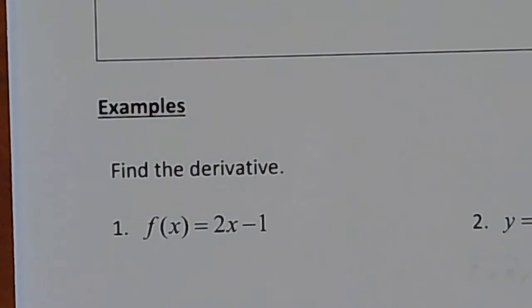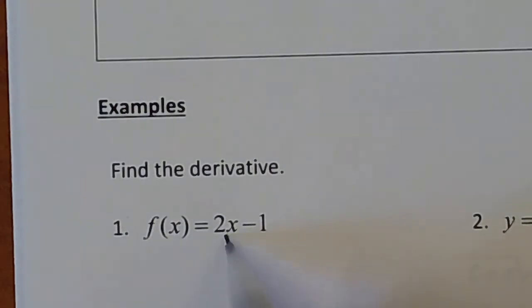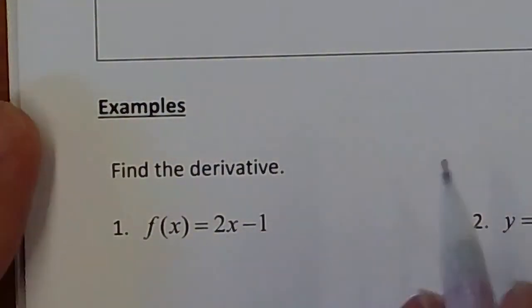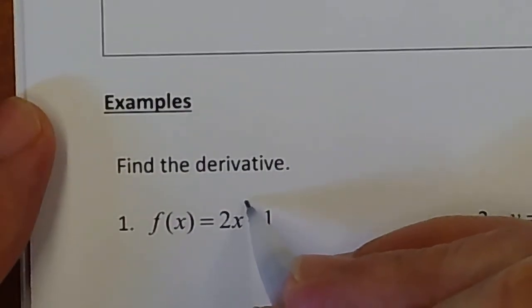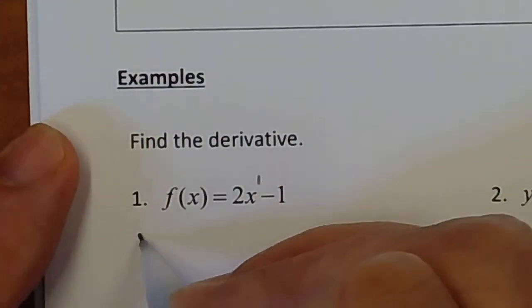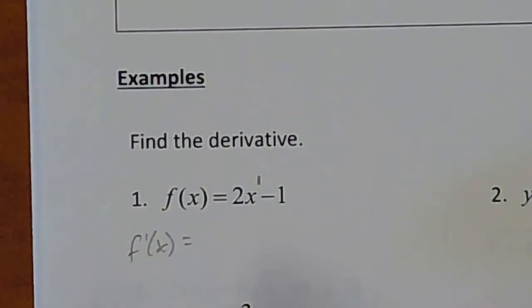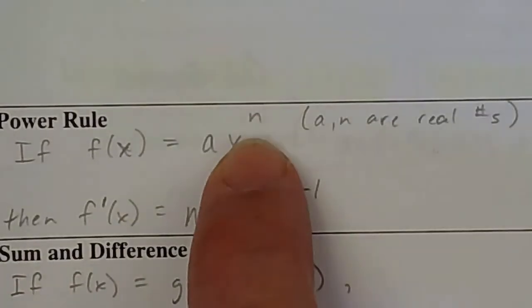Okay, so let me demonstrate number 1 and 2 for you. We're going to use the sum and difference rule right away. I have two terms, but we're just going to use the power rule separately for both of them. You may even want to write the exponent in when it's not there. So f prime, or the derivative, will be equal to, the power rule says I take n and I put it out front.